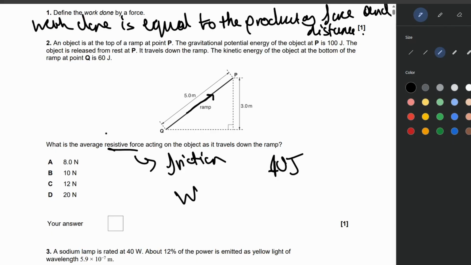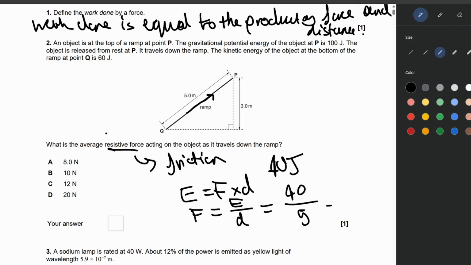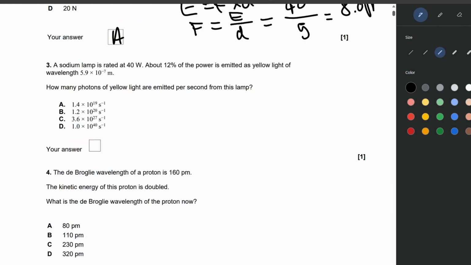So work done, which is energy, I could just say energy equals force times distance. Then you can rearrange that: force equals energy over distance. So 40 joules over 5, yeah, that's 8 newtons. So I'm just going to say 8. I don't know if that's right, but it makes sense to me.